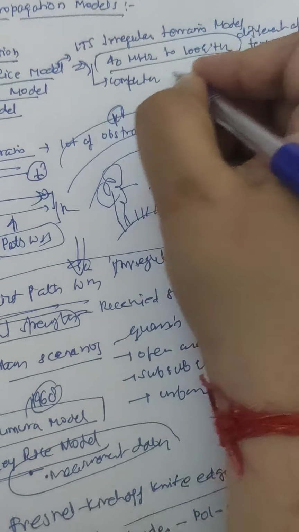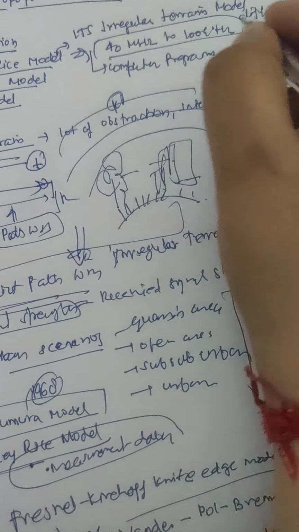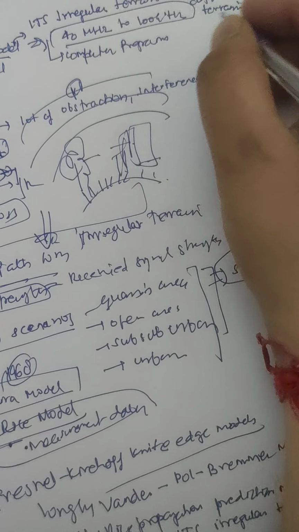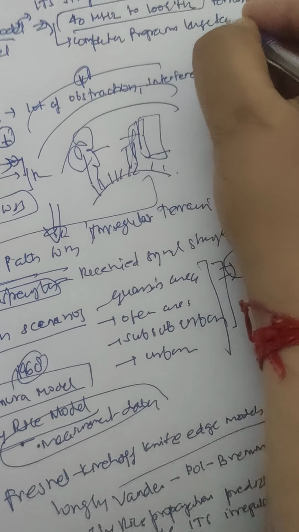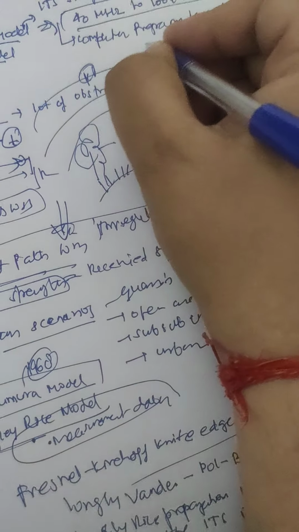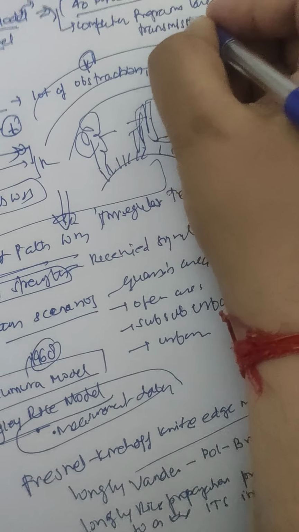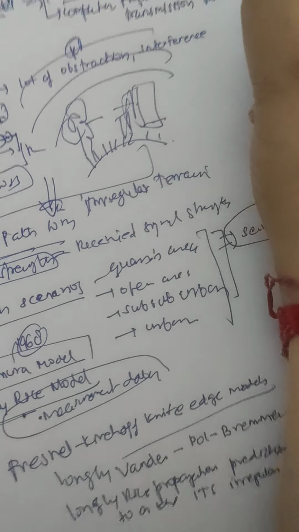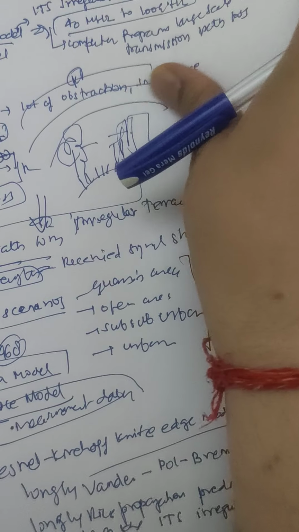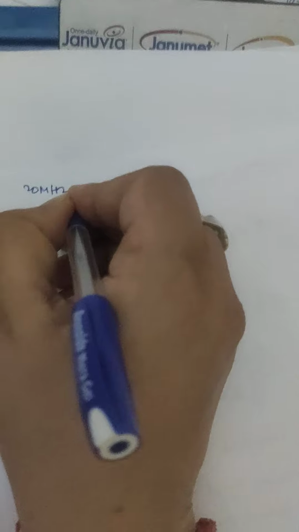The Longley-Rice model is also available as a computer program to calculate the large scale median transmission path loss relative to the free space loss over irregular terrain for frequencies between 20 megahertz and around 10 gigahertz.